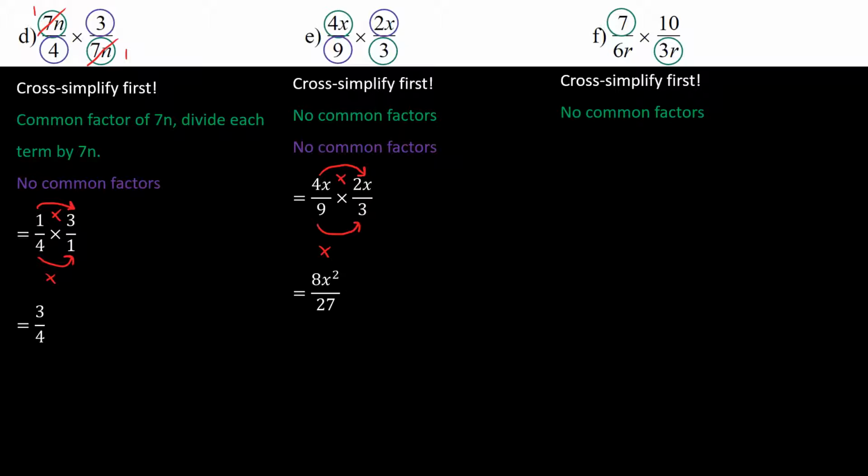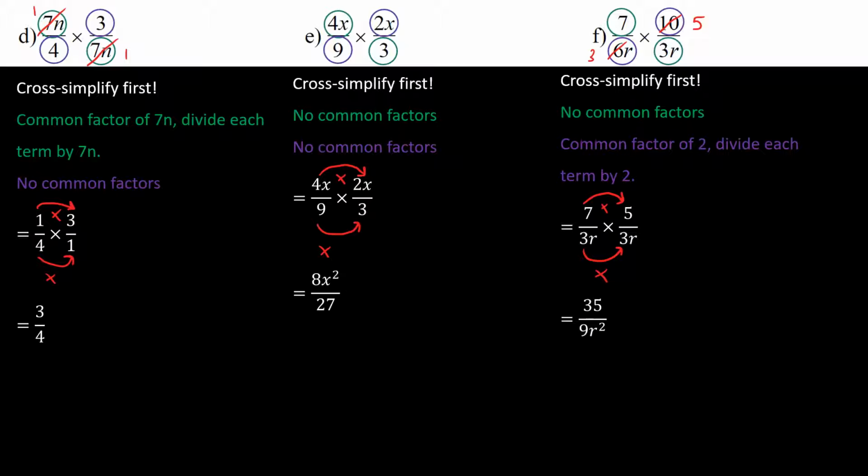All right, f, we're going to cross simplify. We've got a 7 and a 3r, no common factors, and we have a 10 and a 6r, which has a common factor of 2. So we divide both of them by 2. So we get 7 over 3r times 5 over 3r. We times the top by the top and the bottom by the bottom. We get 35 over 9r squared.